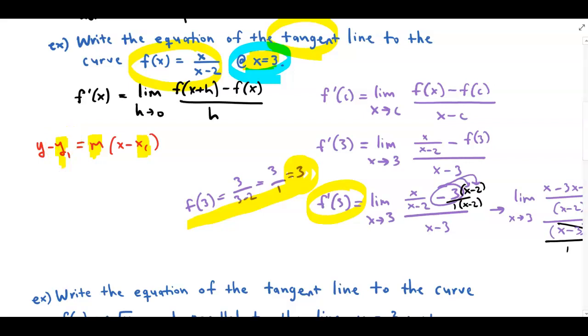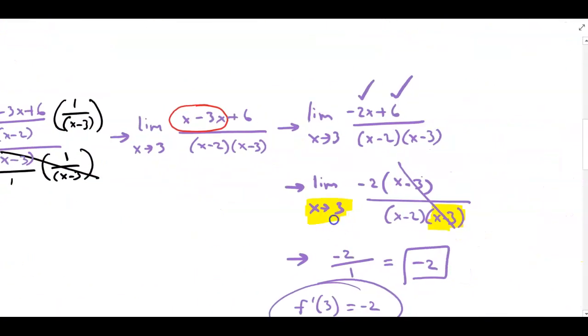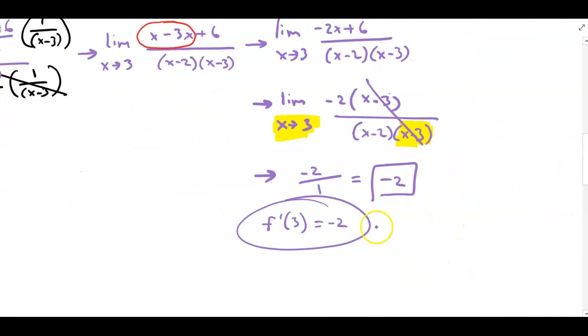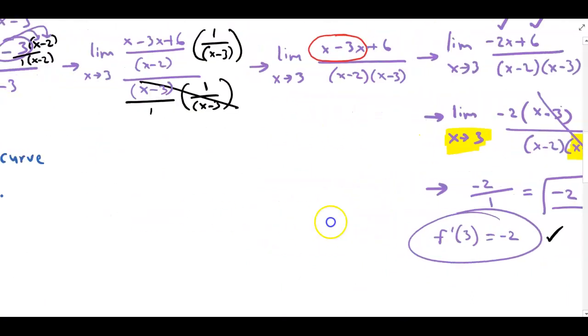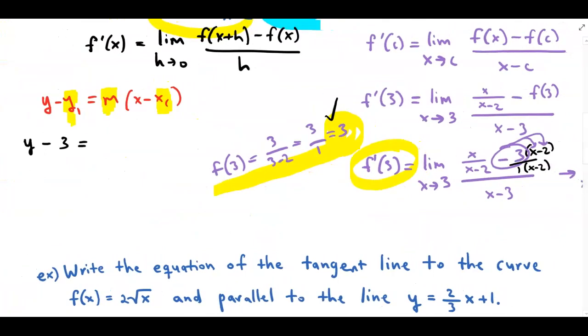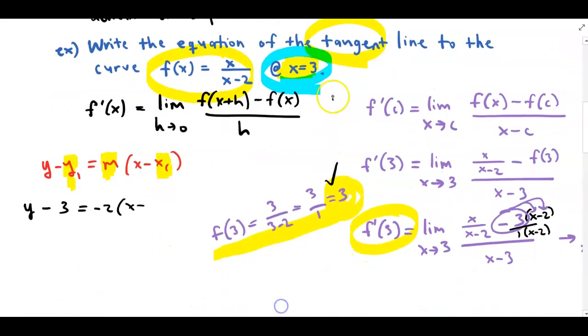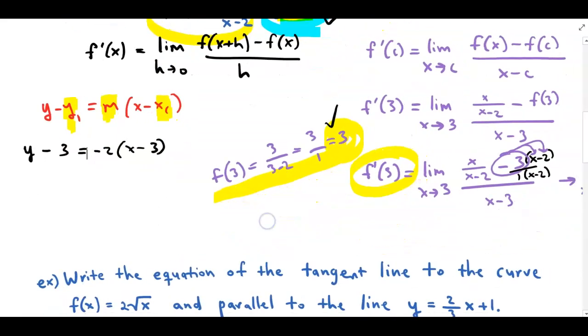Let's plug it in. So we have y minus the y value, which is 3, check, equals the derivative, and we found the derivative to be negative 2, check. Let's go back, derivative is negative 2, times x minus x1, the x value was 3, check. All right, so that's our equation of a line. Ladies and gentlemen, we are finished.